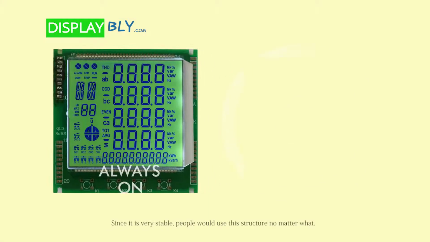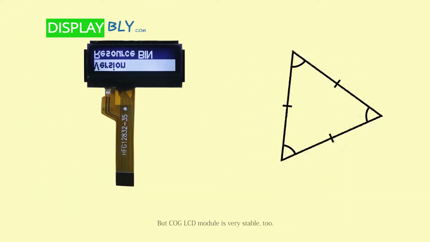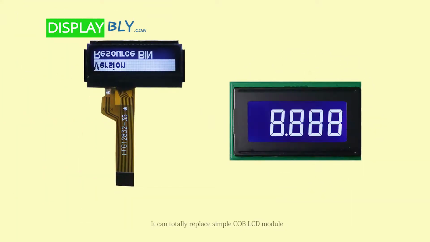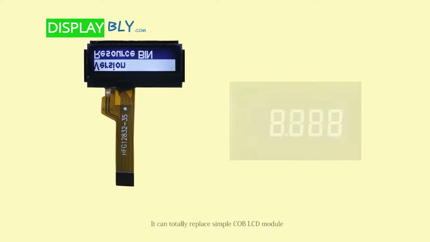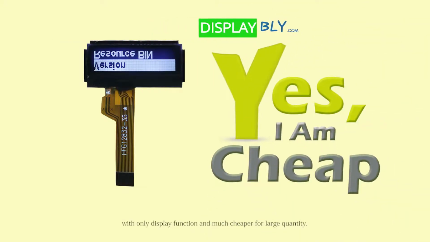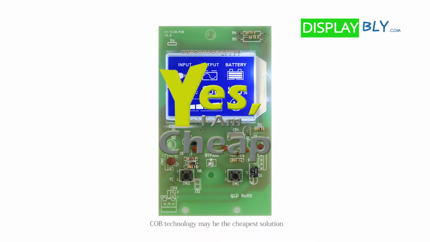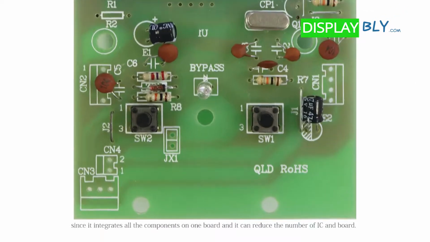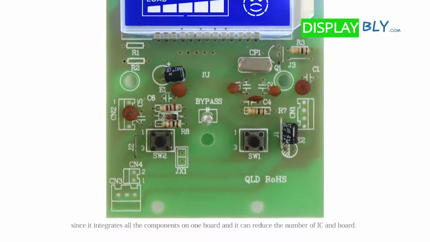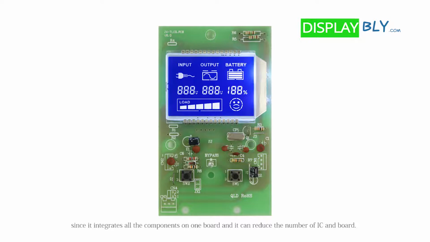Since it is very stable, people would use this structure no matter what, but a COG LCD module is very stable too. It can totally replace a simple COB LCD module with only display function and is much cheaper for large quantities. For a sophisticated LCD module with complex functions, COB technology may be the cheapest solution, since it integrates all the components on one board and can reduce the number of ICs and boards.